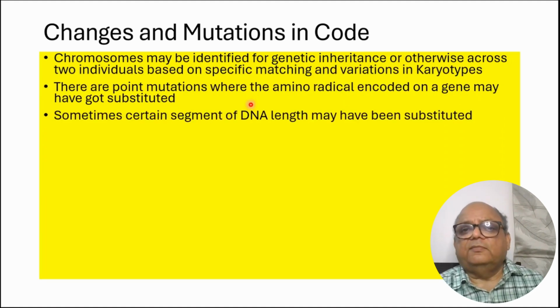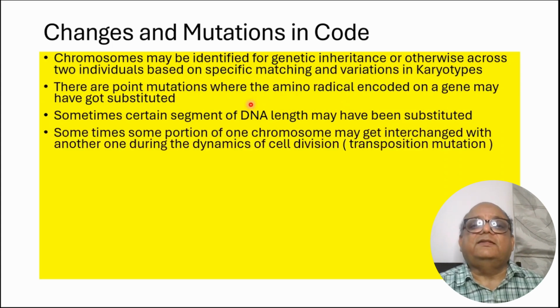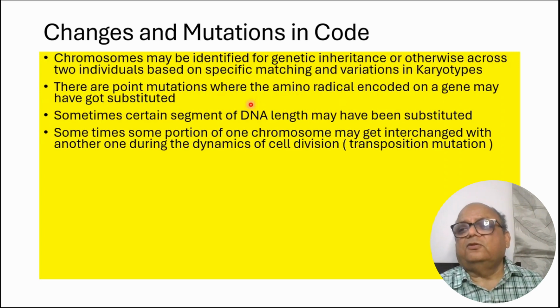Sometimes a big chunk of a chromosome itself may get interchanged with another one during the dynamics of cell division. Now that is called transposition mutation. So a certain part of a certain chromatid gets detached from there and gets attached to some other chromatid. Okay. Now that is called transposition mutation.